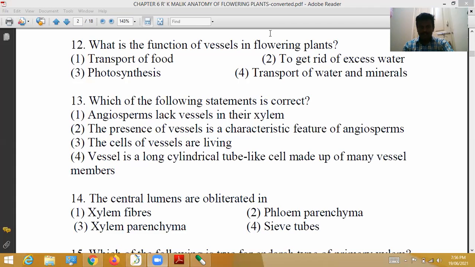Next, 13th question. Which of the following statements is correct? Four statements are given. See here: angiosperms lack vessels in their xylem. Angiosperms, they don't have vessels in their xylem.